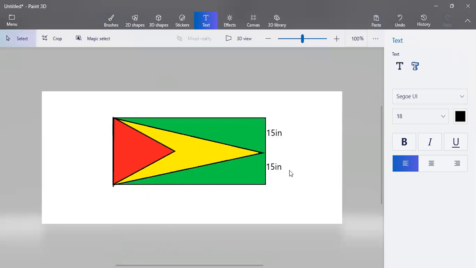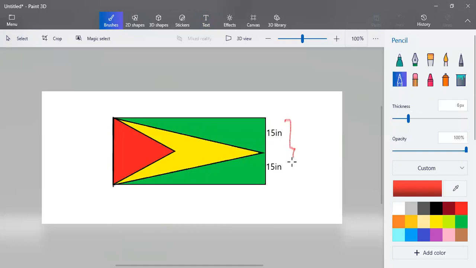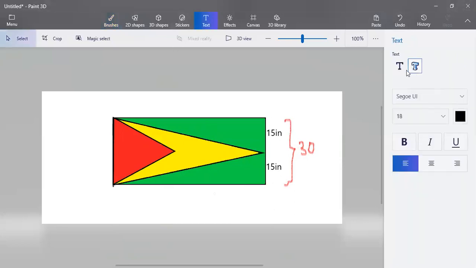It is 30, because from here to here it's 15, and from here to here it's 15. So all together, let me write it also so that it will be clear for you all. The total width is going to be 30, because 15 plus 15, and this length is given as 48. So let's write this as 48 inches.